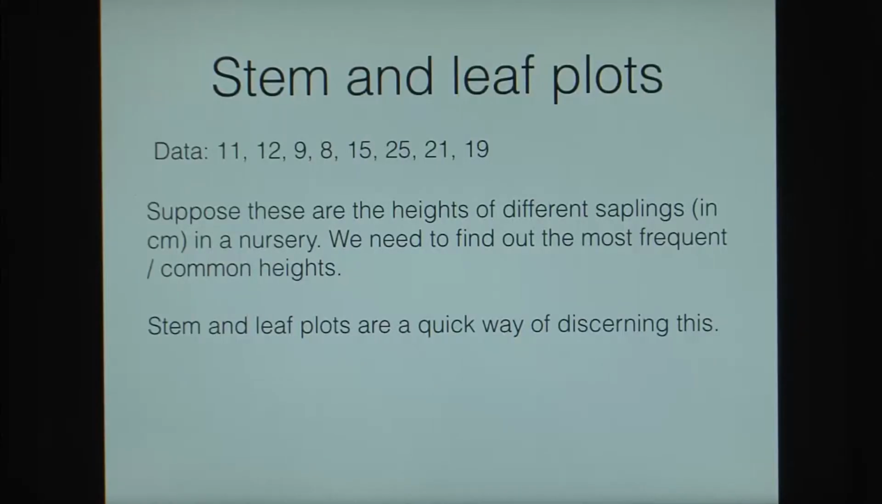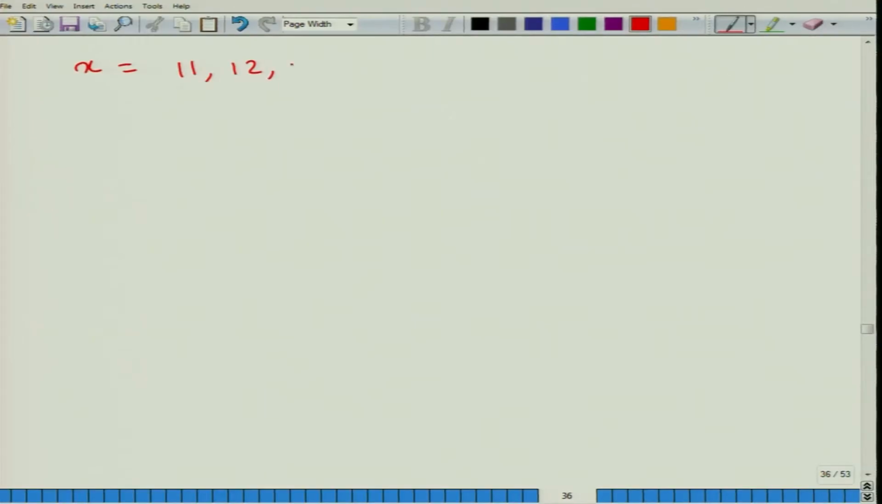Let us look at this first example, stem and leaf plots. So, we have a set of data that is given by x equals 11, 12, 9, 8, 15, 25, 21 and 19. Suppose these were the heights of different saplings in centimeters in a nursery. We need to find out the most frequent or the common height. Stem and leaf plots are a quick way of discerning this. So, how do we make a stem and leaf plot out of this given data?